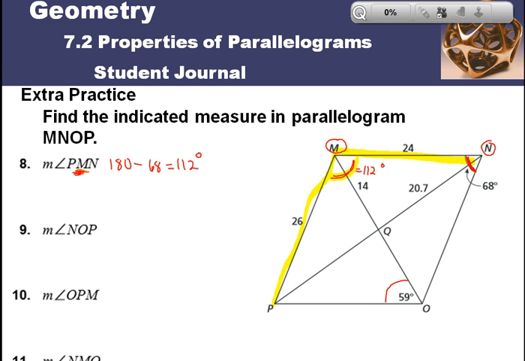So NOP, the important letter, remember again, is O. So that's the middle one. So we're gonna start at N and go down to O, whoa, and over to P. So NOP is this big angle right here. And that angle is equal to this big angle M that we just found, and those two angles, that's 112, so that makes this one 112 as well. So NOP is 112.